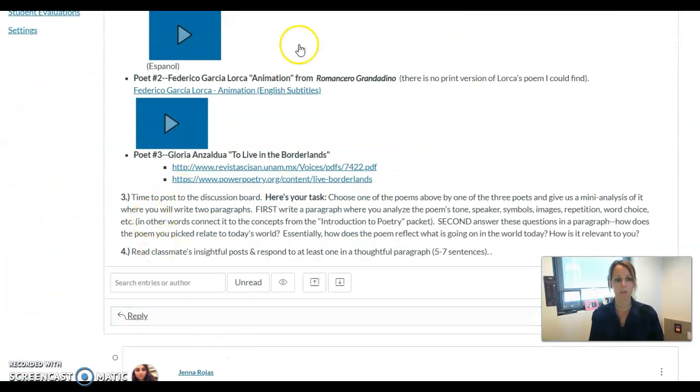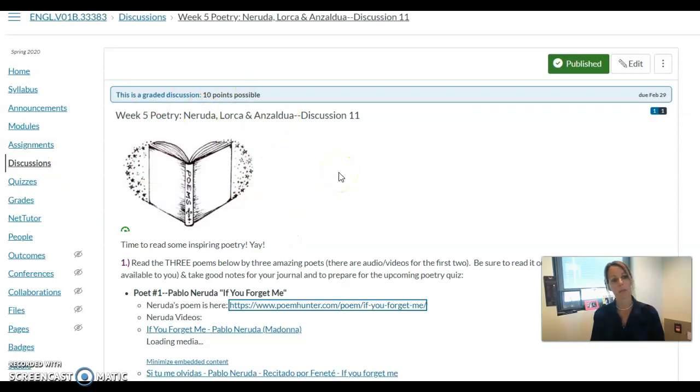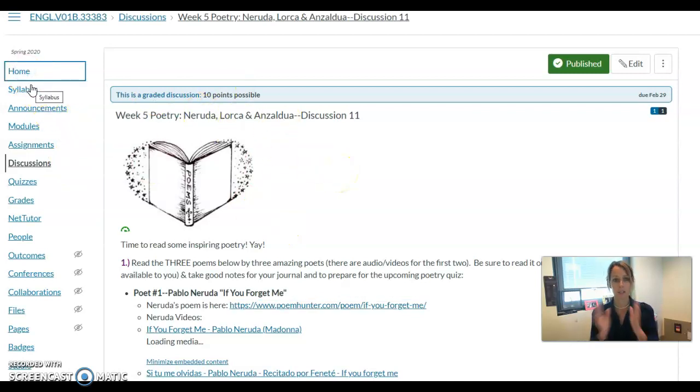When you're done watching and reading the poems, hopefully more than once, you can choose one of the poems above and then give us a mini analysis of it, where you write 2 paragraphs. In the first paragraph, you're going to analyze the poem's tone, speaker, symbols, images, repetition and word choice, etc. from your packet. In the second paragraph, you're going to answer these questions. How does the poem you picked relate to today's world? Essentially, how does the poem reflect what's going on in the world today? And then how is it relevant to you? So you're going to play a little bit with poems, applying those concepts. That's what's happening this week in week 5.